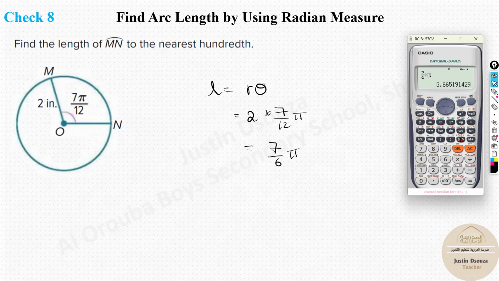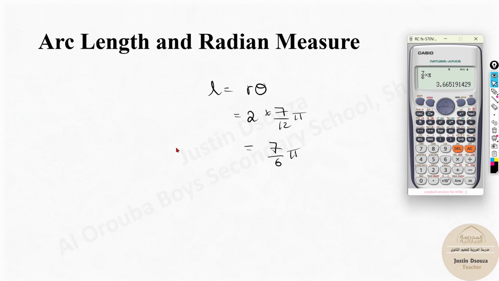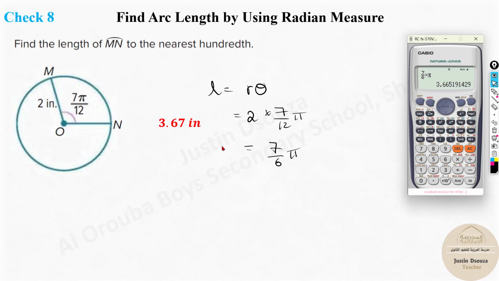That will be 3.67, because nearest 100, 6 pi becomes 67. So that should be the answer. That's 3.67. That's it. Now, generally, arc length will never be asked in terms of pi. So make sure you use it in calculator and solve it to the nearest decimal, whichever they ask.